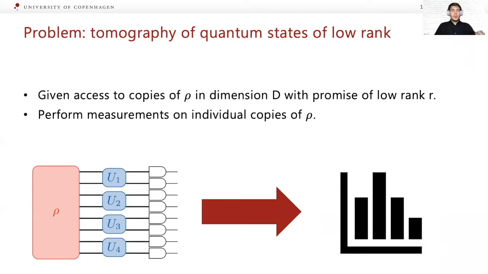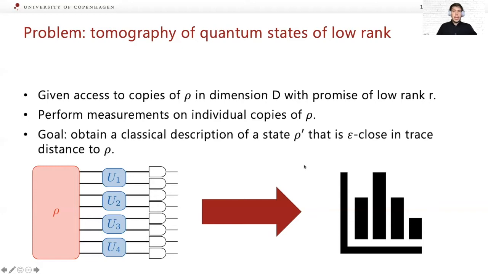And then we are allowed to perform measurements on individual copies of rho. So in particular, what we're not allowed to do is take many copies of rho, store them in quantum memory, and then measure them collectively. We're only allowed to take one copy, then maybe apply some unitary to this state and gather measurement statistics whenever we measure in a given basis. And our goal from this is, from the measurement statistics in different bases, to actually obtain a classical description of the state rho that is epsilon close in trace distance to our target state. So this is the setup of the problem.